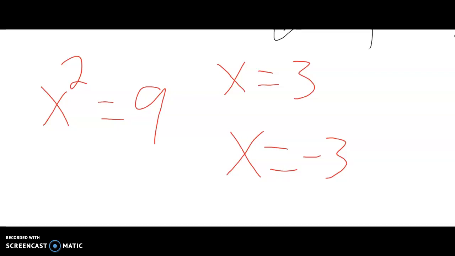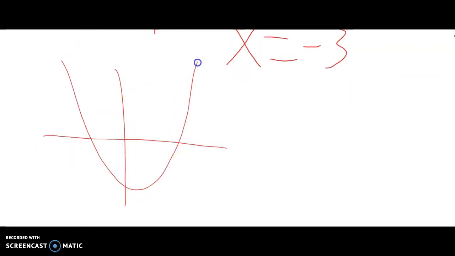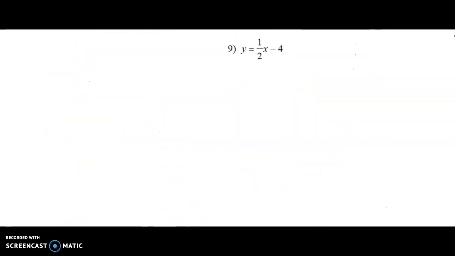That should make sense if you think about our graph. That's a quadratic, and most of the time quadratics have two x-intercepts. This is kind of where those two come from. Okay, let's look at some examples.